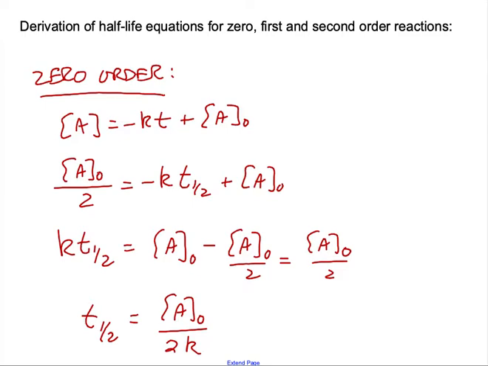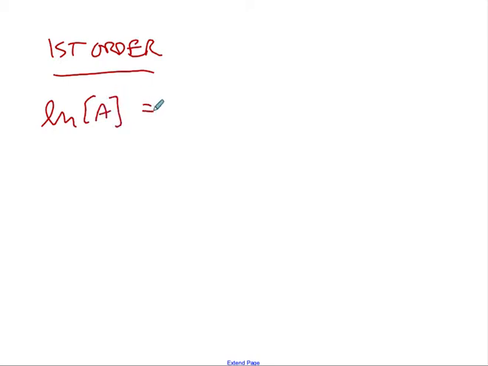Okay, so we see in this case that the half-life for a zero-order reaction is directly proportional to the initial concentration, and it is inversely proportional to the rate constant. Now let's do it for a first-order reaction. I will write it out preferentially in the logarithmic form. Natural log of concentration equals negative kT plus the natural logarithm of the initial concentration.